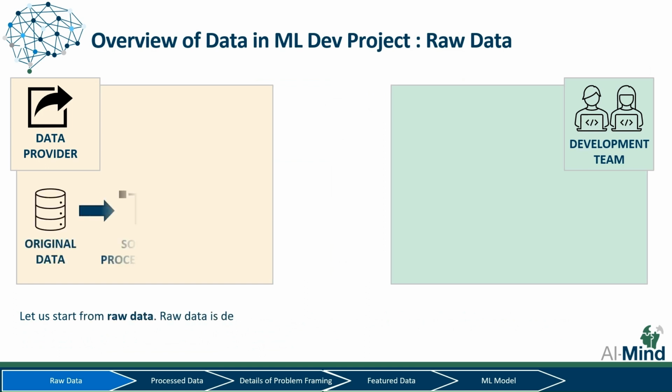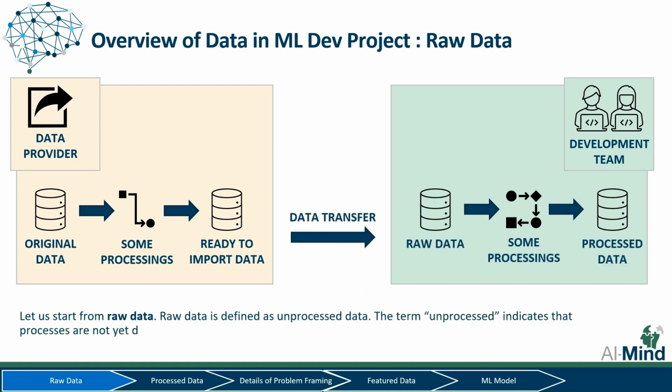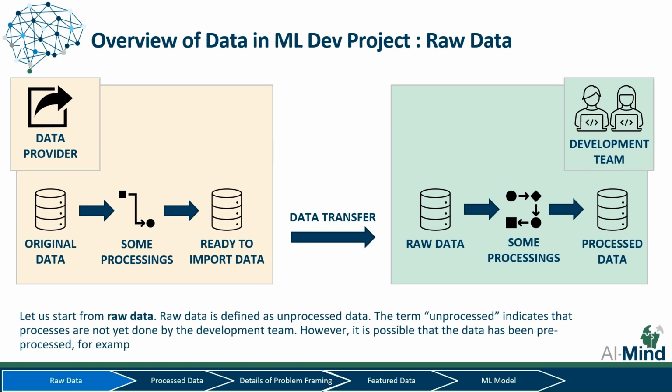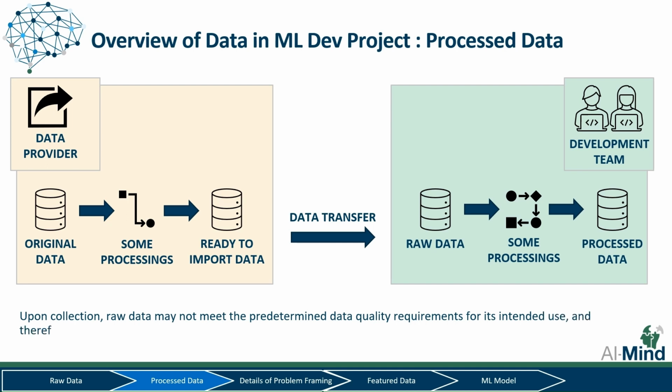Raw data is defined as unprocessed data. The term unprocessed indicates that processes are not yet done by the development team. However, it is possible that the data has been pre-processed, for example, pseudonymized by the data provider prior to sending it to the development team. Upon collection, raw data may not meet the predetermined data quality requirements for its intended use, and therefore cleaning and pre-processing is often required.